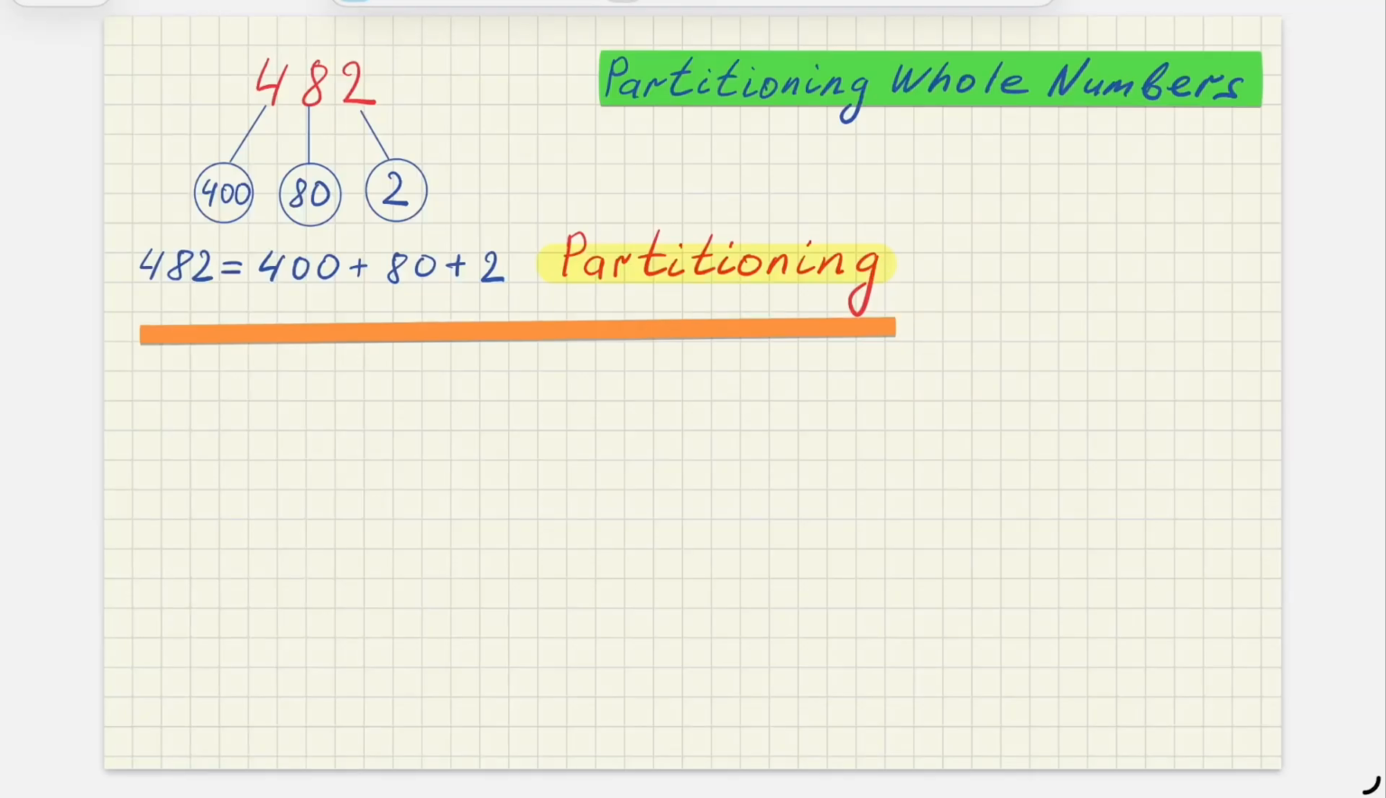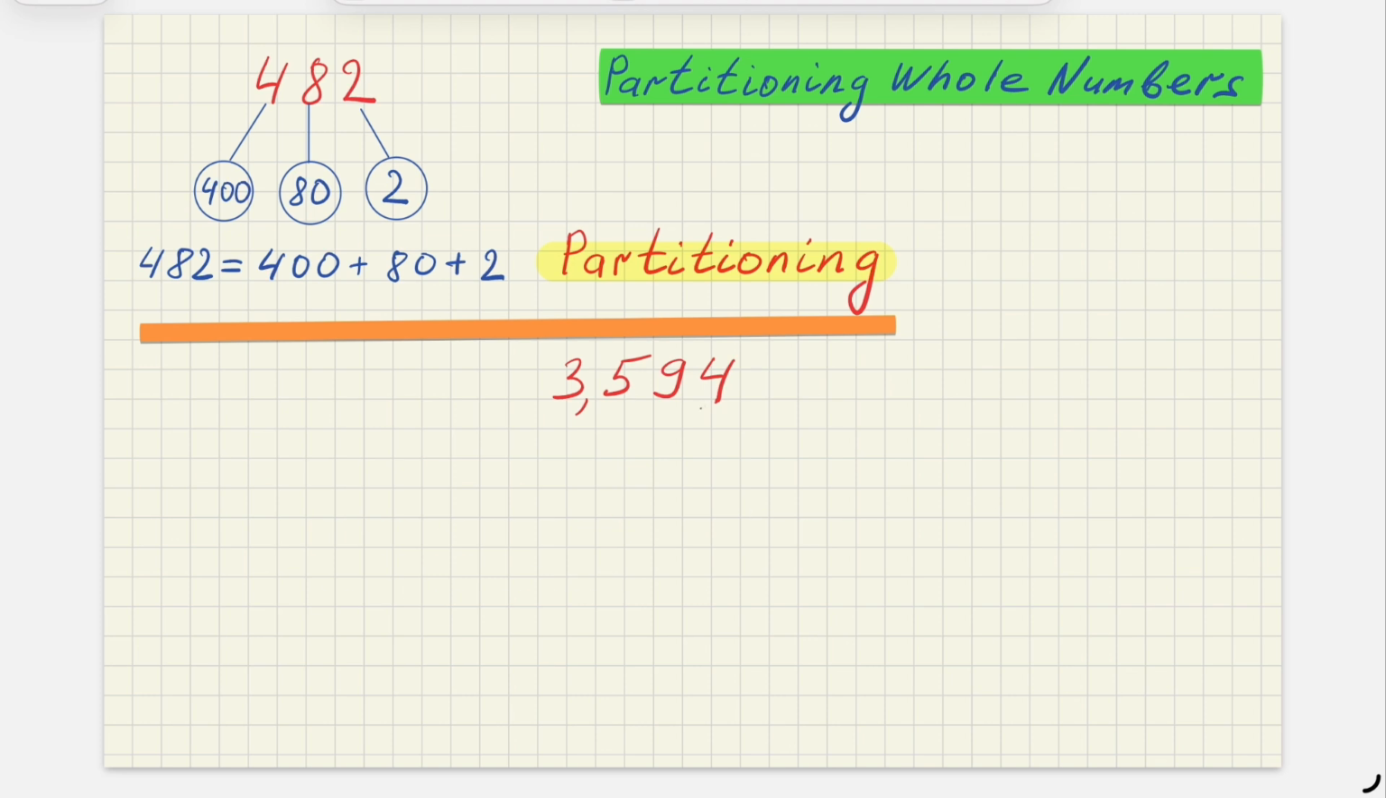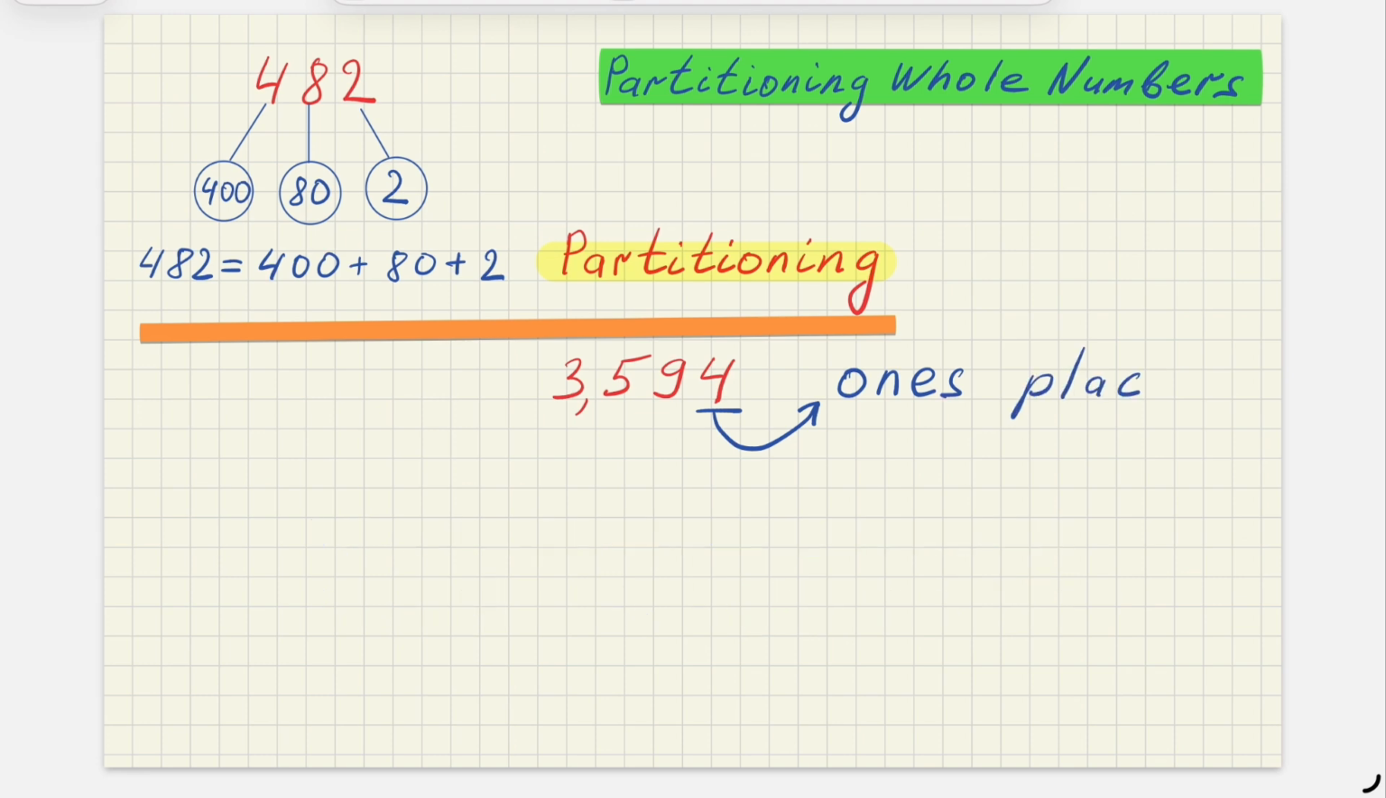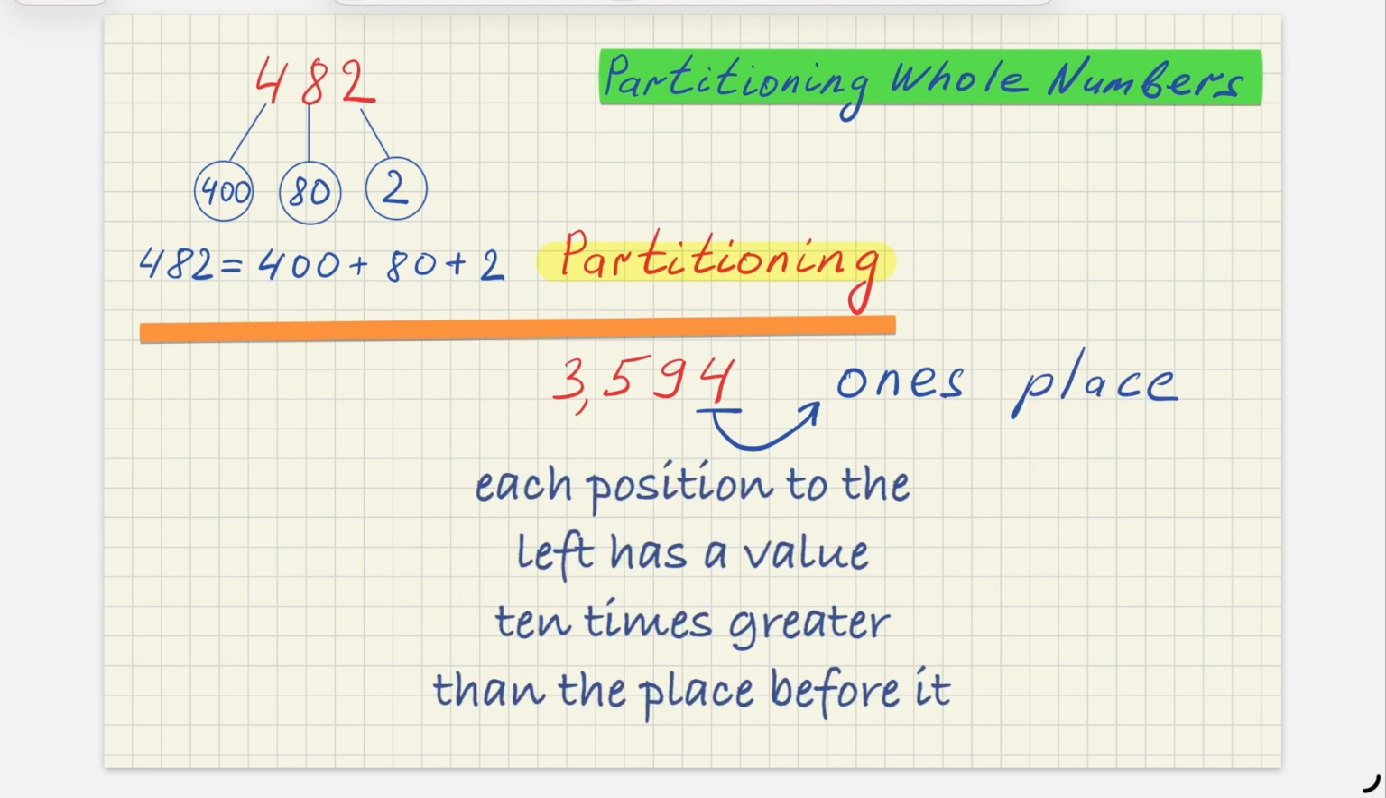Let's see another example. Let's examine the number 300,594. When we partition a number, we begin on the right-hand side, because the rightmost digit always represents the ones place, and each position to the left has a value 10 times greater than the place before it.